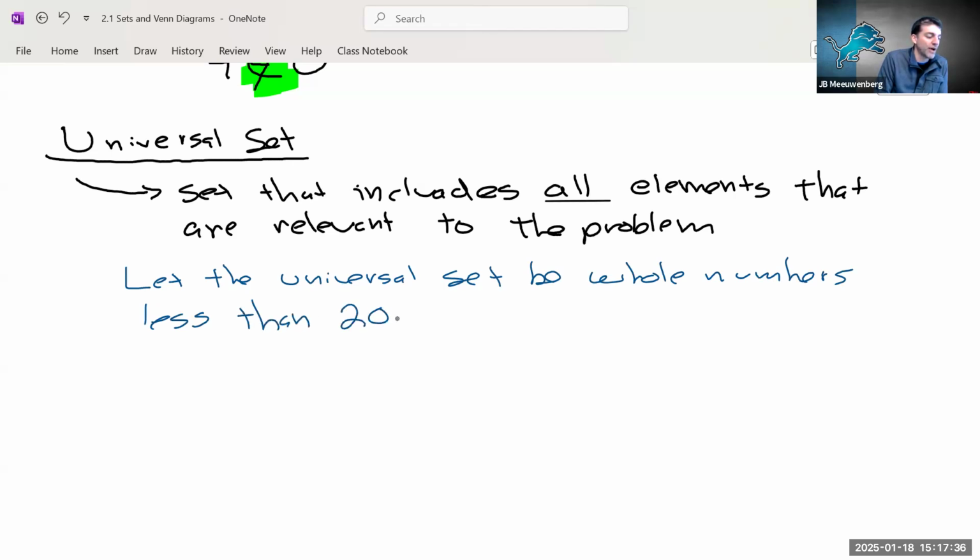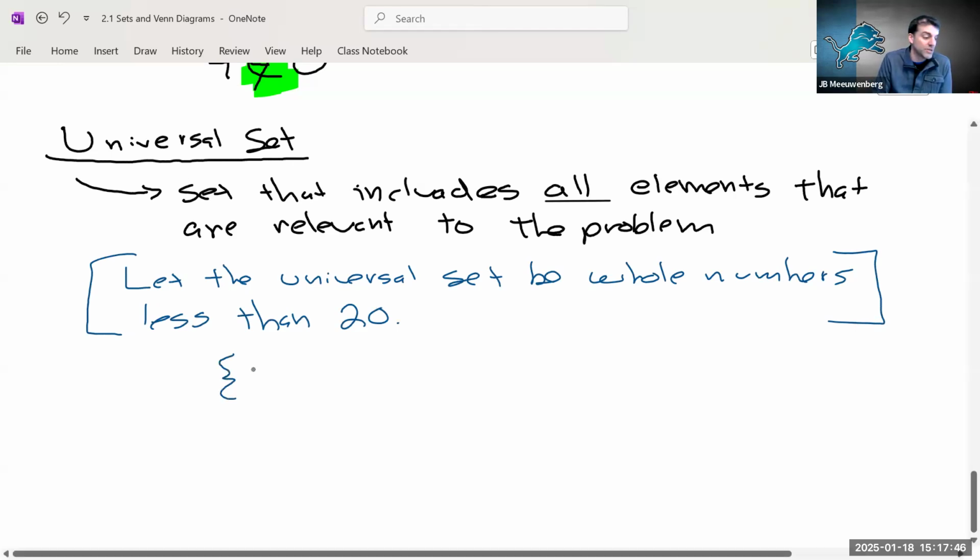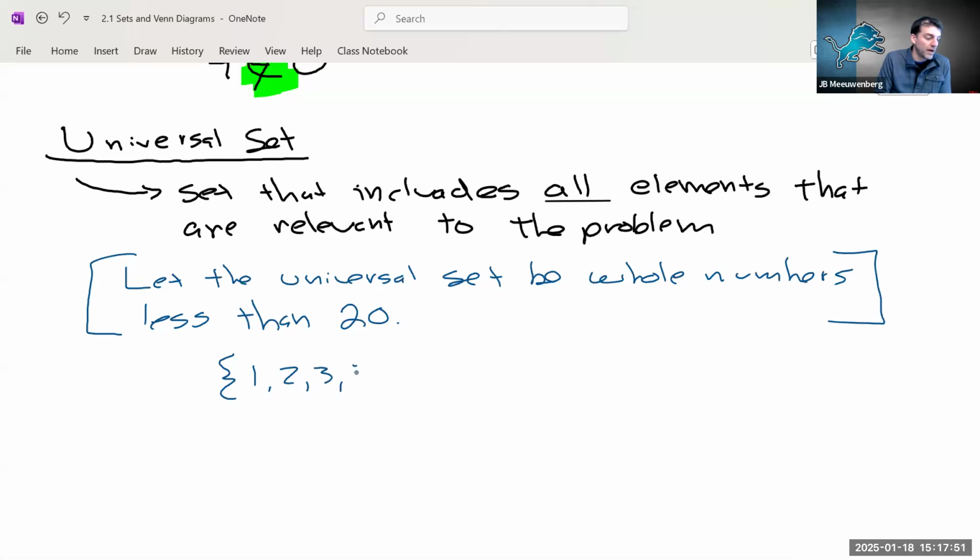Okay, whole numbers that are less than 20. So in this problem that we're going to work on, this is going to be our universal set. So we could say that the universal set, if we wrote it in set notation, would be 1, 2, 3, 4, etc. ... 18, 19, right? It does not include 20 because we said it had to be less than 20.